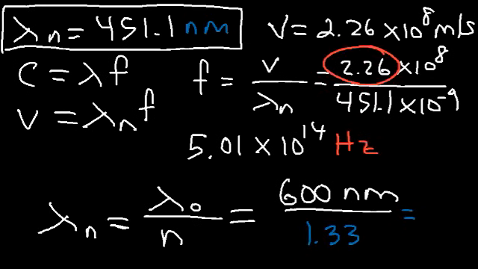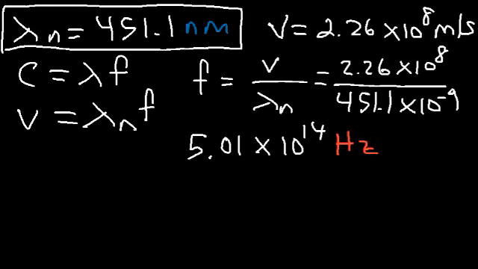Now granted, these answers are rounded, so that's where the 0.01 comes from. But if we didn't round it, we would get exactly 5 times 10 to the 14 hertz, which is what we had in the previous example. So notice that the frequency doesn't change whether light is in empty space or in water. As light passes from one material to another, the speed of light will change and the wavelength will change, but the frequency remains the same. And because the frequency is the same, the energy is going to be the same as well, because the energy is proportional to the frequency.